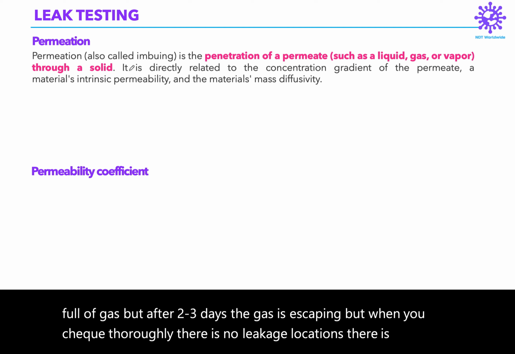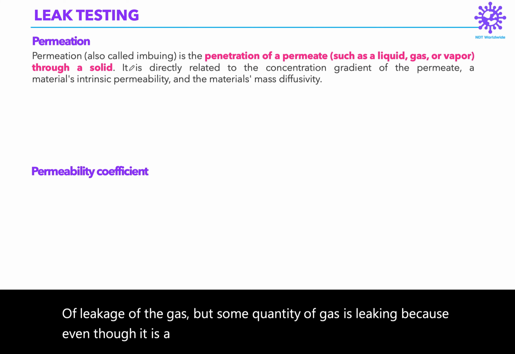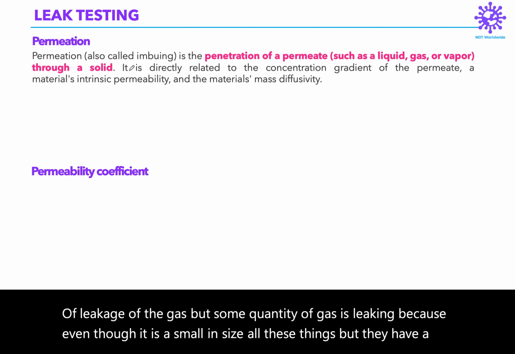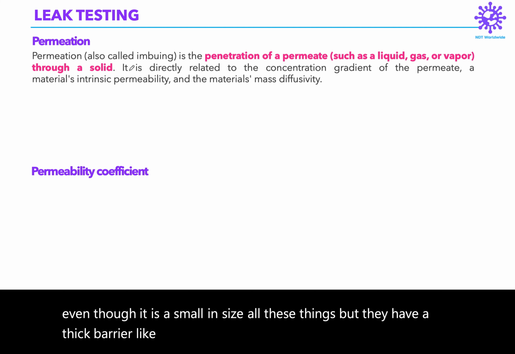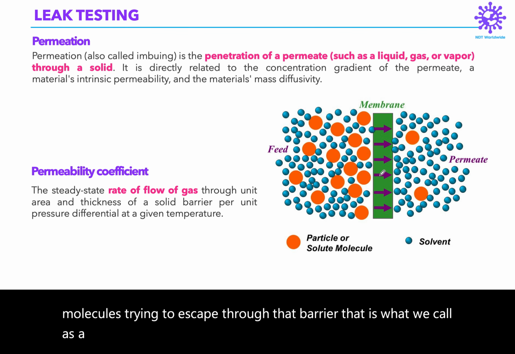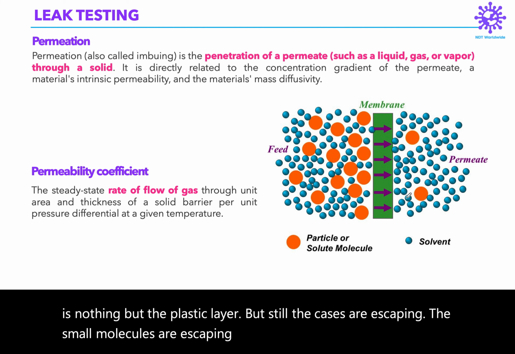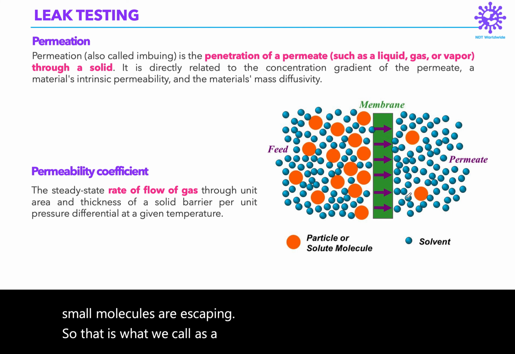There is no chance of leakage, but some quantity of gas is still leaking, because even though the molecules are small in size, the balloon has a thick barrier, like a rubber barrier, and still the molecules try to escape through that barrier. That is what we call permeation. Even a membrane, which is nothing but a plastic layer, still lets the small molecules escape. So that is what we call permeation.